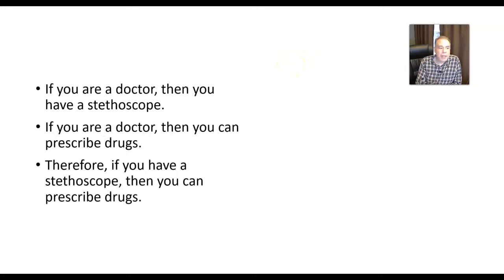How about this one? If you are a doctor, then you have a stethoscope. If you are a doctor, then you can prescribe drugs. Therefore, if you have a stethoscope, then you can prescribe drugs. Let's look at this in symbols. If P, then Q. I'm using P to stand for you are a doctor, and I'm using Q to stand for you have a stethoscope. If you are a doctor, then you can prescribe drugs. Remember, we're using P to stand for you are a doctor, so this would be if P, then R. Therefore, if you have a stethoscope, you can prescribe drugs.